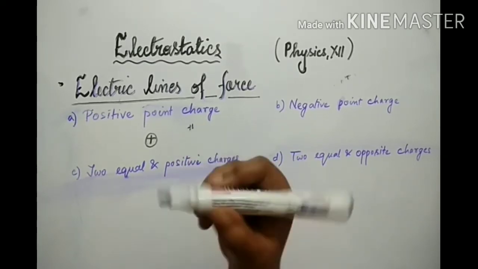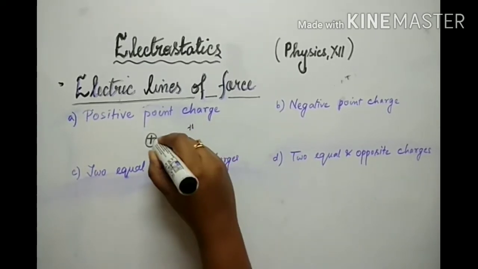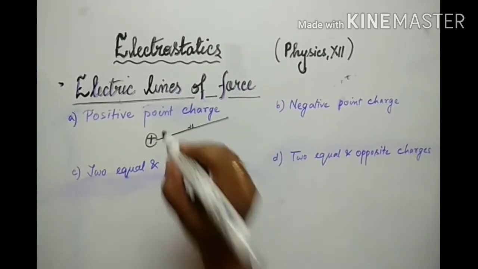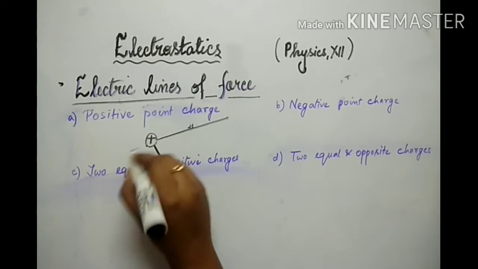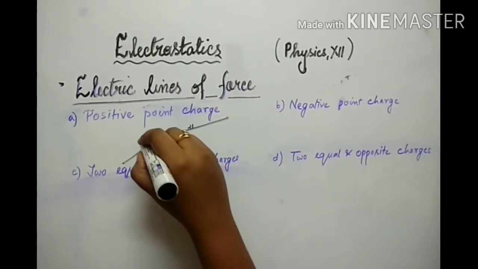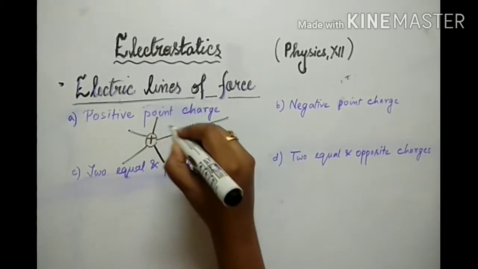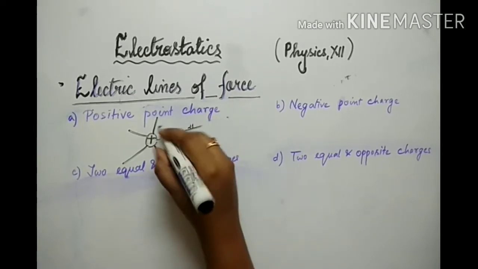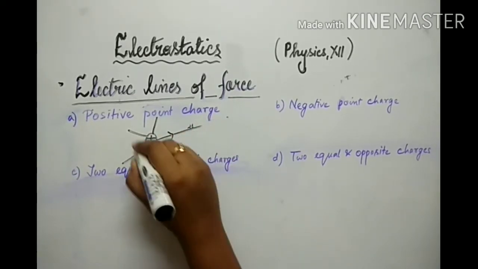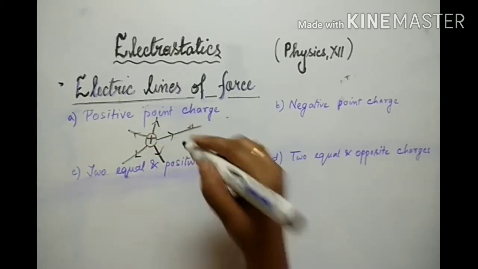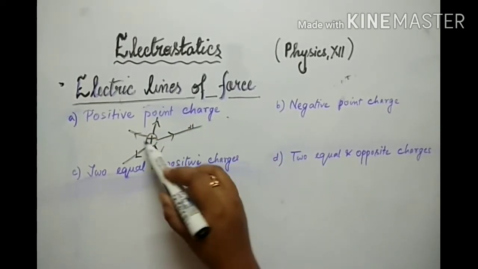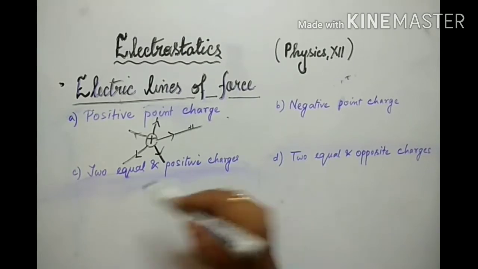It will feel a force along this direction. If it is somewhere here, it will feel a force along this direction. If it is here, it will feel a force along this direction. That means along the radius, it will feel forces along all these directions, and hence electric lines of force can be represented by these lines.